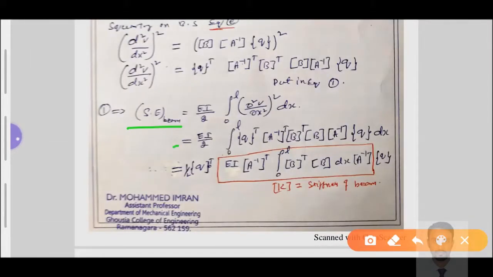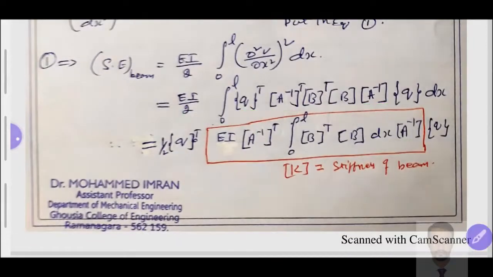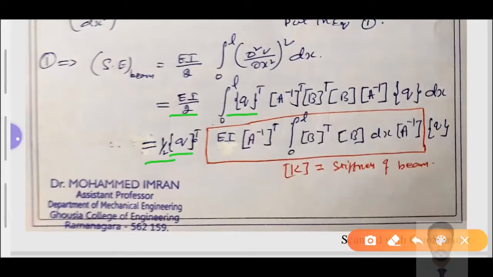Strain energy of the beam is equals to EI by 2 integration of 0 to L d square V by dx square, which is equals to this transpose matrix of the Q, A inverse transpose, B transpose matrix, B matrix into A into Q into dx. Then rearrange this equation, take down this 1 by 2 Q transpose and Q matrix outside to get an elemental stiffness matrix for a beam element. Rearrange this equation. We have taken this 1 by 2 and Q transpose matrix, that is a displacement vector, outside, and then I have taken from the integration EI, A inverse transpose matrix.